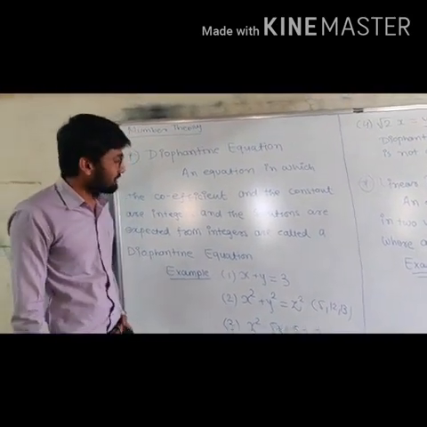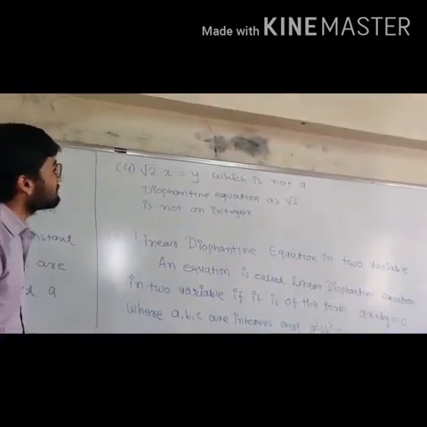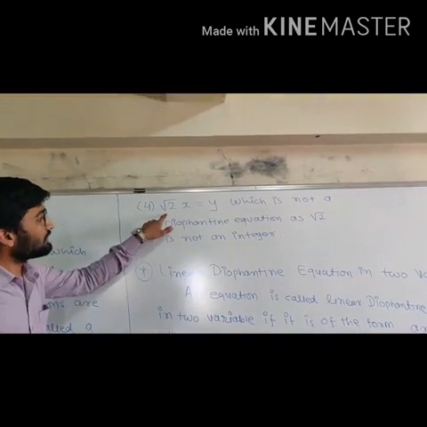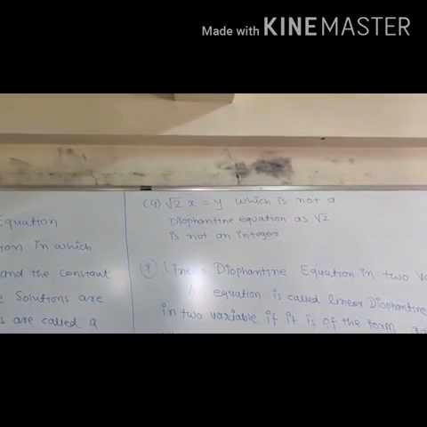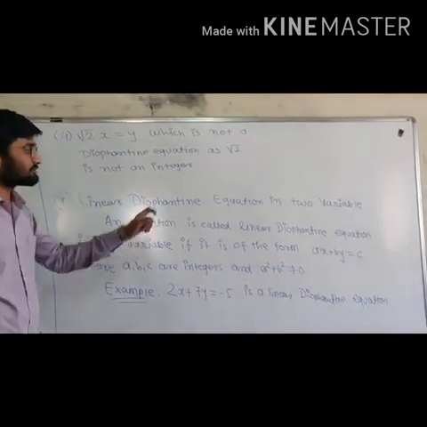Okay. Now see the fourth example, root 2 x plus y. So clearly this is not a Diophantine equation, as root 2 is not an integer. Okay. So now we define the next term. This is a linear Diophantine equation in two variables.